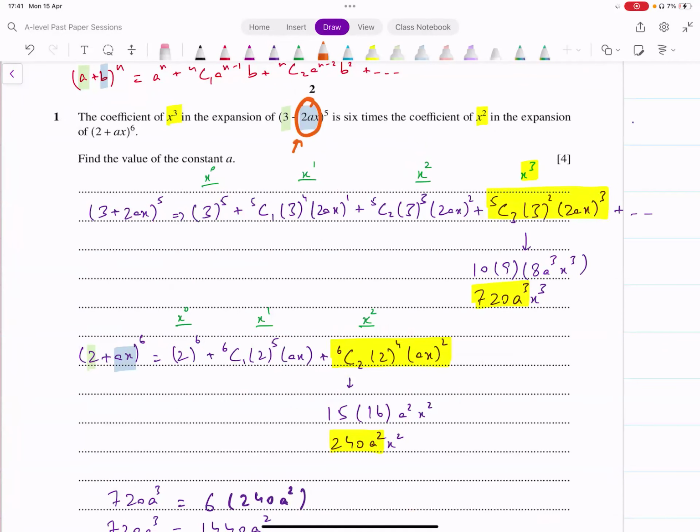This would become 0. So it will just be 3 raised to power 5 that's left. And similarly, if a was 0 here as well, we would just be left with 2 raised to power 6. And we would not have any coefficient of x cube and the coefficient of x square in those expansions. So the value of a therefore cannot be 0.